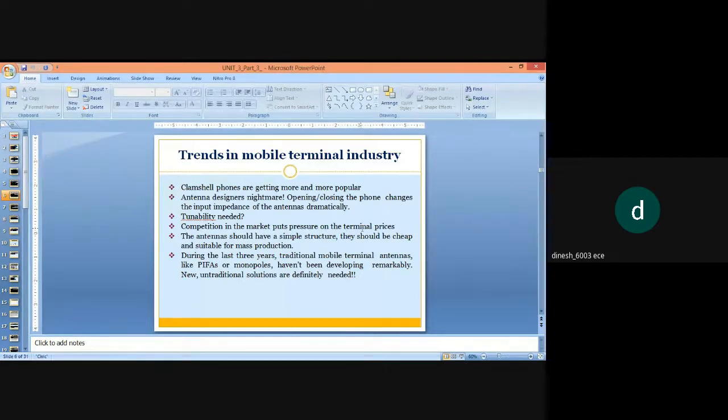During the last 3 to 5 years, the traditional mobile terminal antennas like PIFAs or monopoles haven't been developing remarkably. So new solutions are definitely needed, which could evolve the antenna for better reception and with better tunability, so tuning of the frequency.